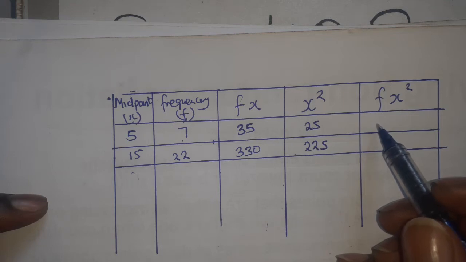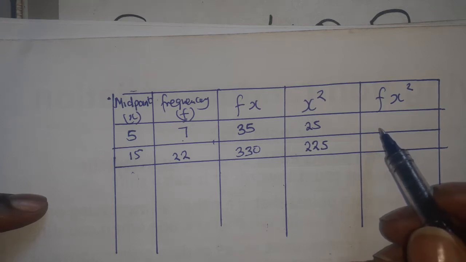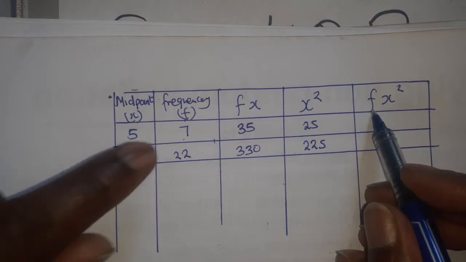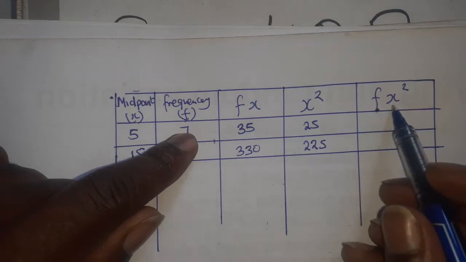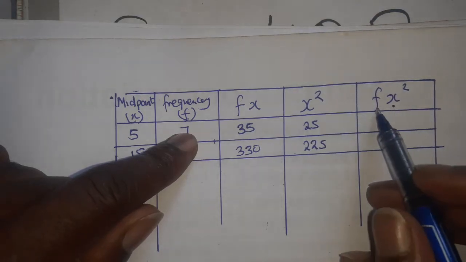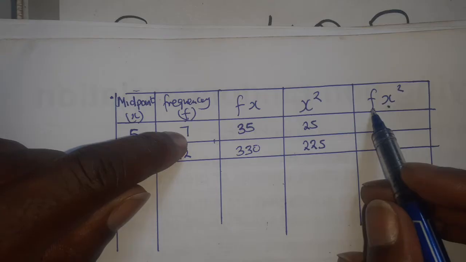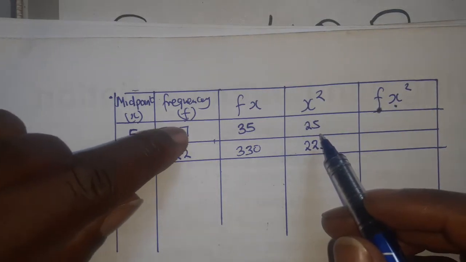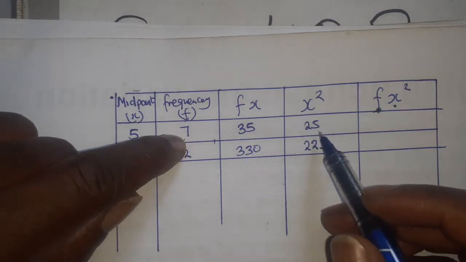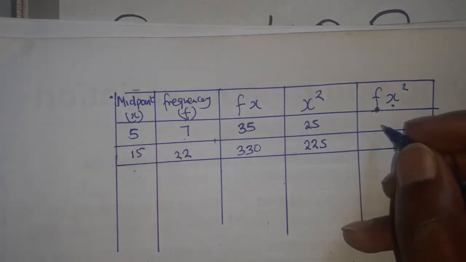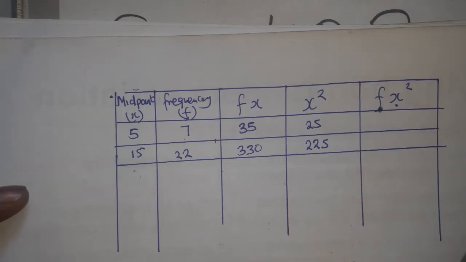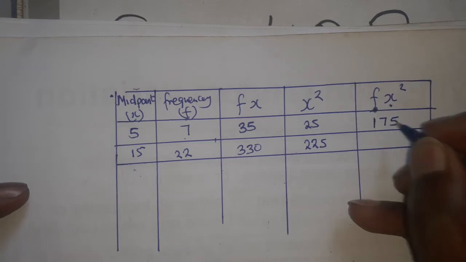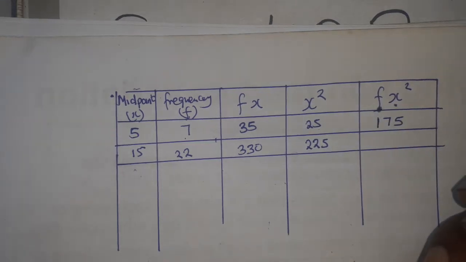In the last part here, what we are supposed to know is we are supposed to multiply f, which is this 7, multiplied by x squared. So we're saying 7, which is this one, multiplied by x squared, which is 25. So we need to multiply these two. What do we get? 7, which is f, multiplied by x squared, which is 25. What are we going to get here? This is going to give us 175.